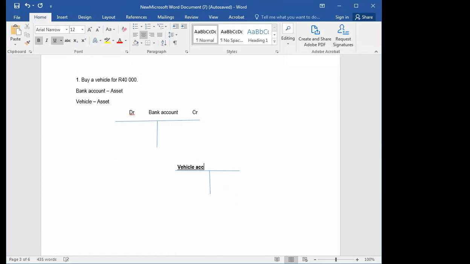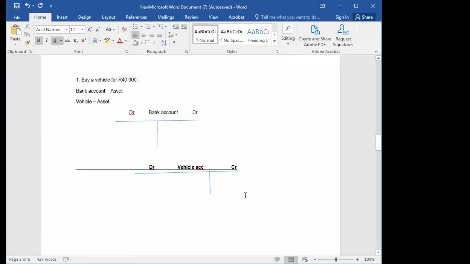Vehicle account. Then from the vehicle account, we know that on the debit side, I mean on your left hand side, is going to be the debit side. Debit side here. Yes. And what is on the right? A credit side.